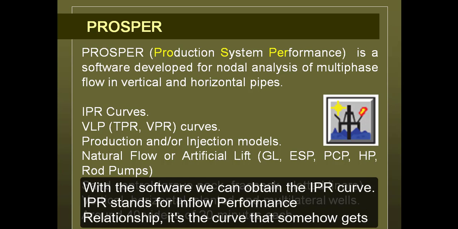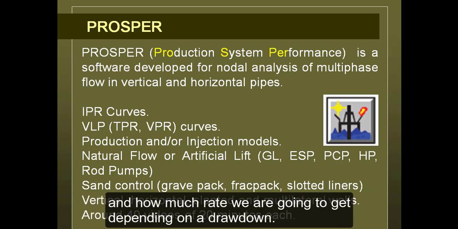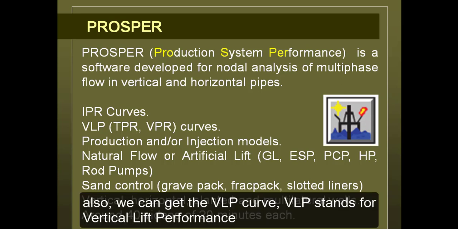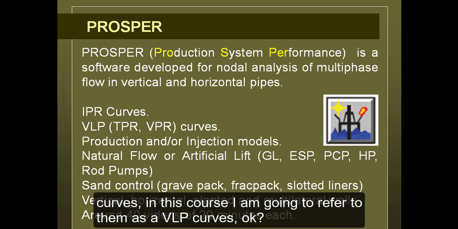With this software, we can obtain the IPR curve. IPR stands for inflow performance relationship. It's the curve that gets information about how the reservoir allows the flow and how much rate we are going to get depending on drawdown. Also, we can get the VLP curve. VLP stands for vertical lift performance. It is also known as the tubing performance relationship or vertical performance relationship curve. In this course, I'm going to refer to it as the VLP curve. Okay?